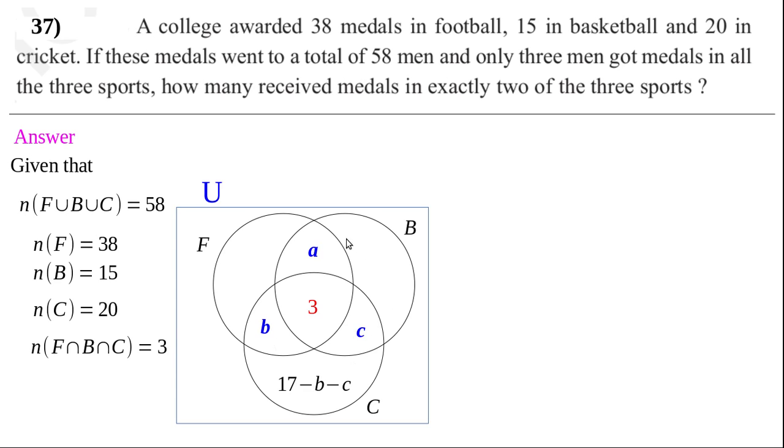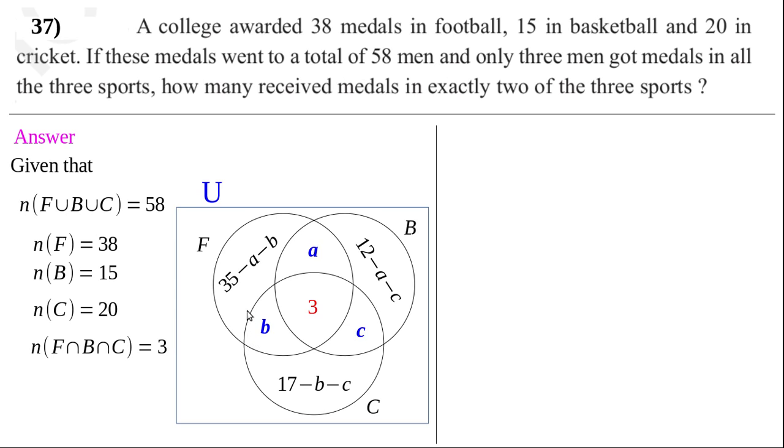In a similar way, total number of B is equal to 15. 3 already here. 15 minus 3 equals 12. 12 minus A minus C right here. Total number of F equal to 38. 3 already here. 35 balance. 35 minus A minus B right here.